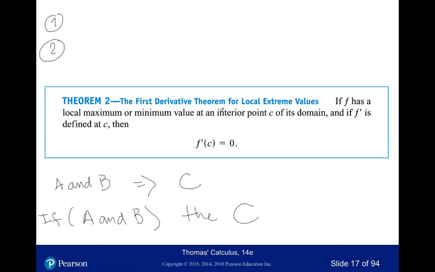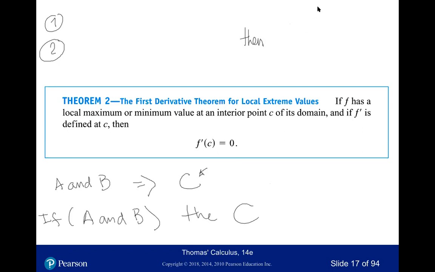You guys, look, you have a theorem. If f has a local maximum or minimum value at an interior point C of its domain, and if f prime is defined at C, then f prime of C is equal to 0. Okay, so the easy part is maybe the conclusion, then. So what is the conclusion? So what is the statement C? Capital C. These are statements. Sentences, okay? That's a sentence. So what is that sentence?